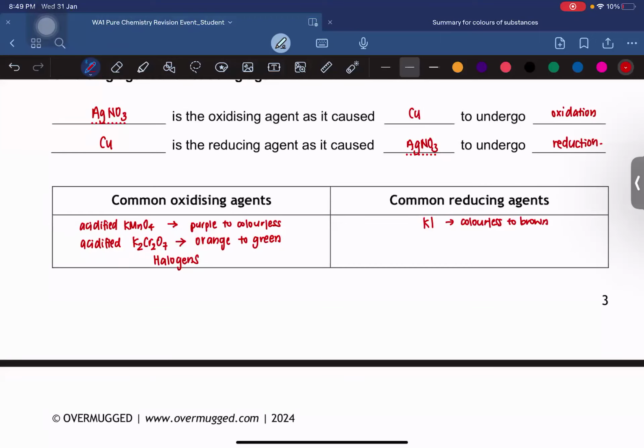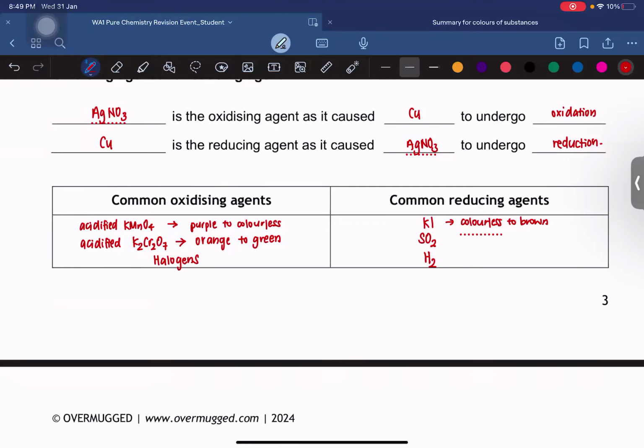The next one, what's a common reducing agent? Sulfur dioxide, okay. What is another reducing agent that is very good? Obviously, hydrogen, right? Because you add hydrogen atoms, so hydrogen is a good reducing agent. Clear?